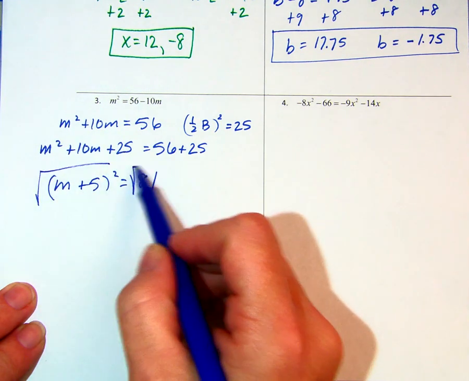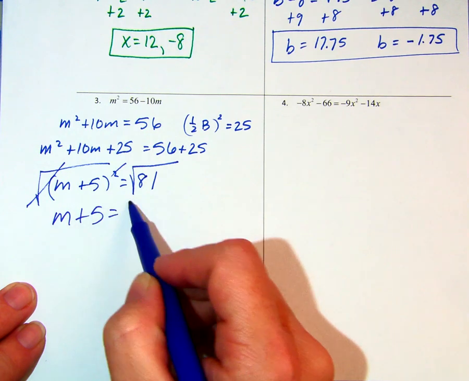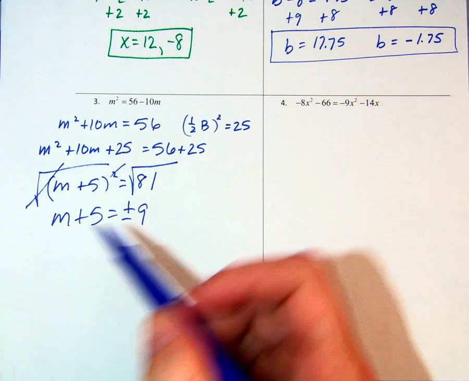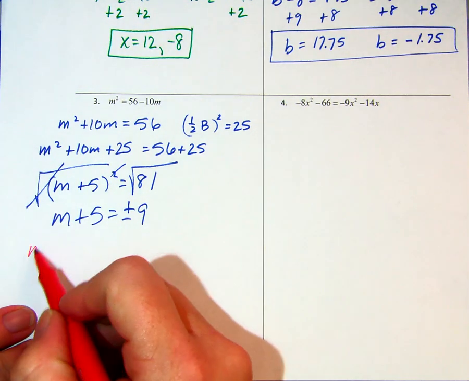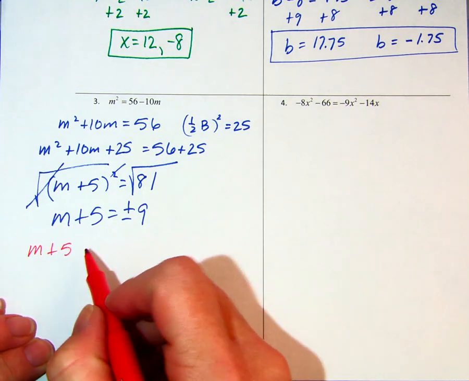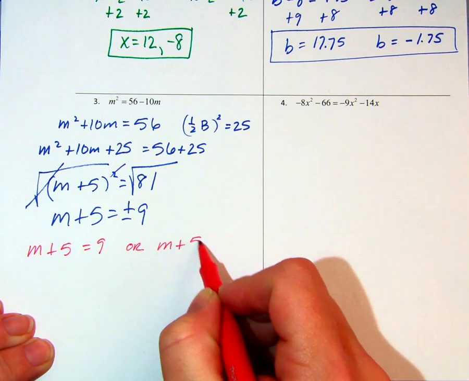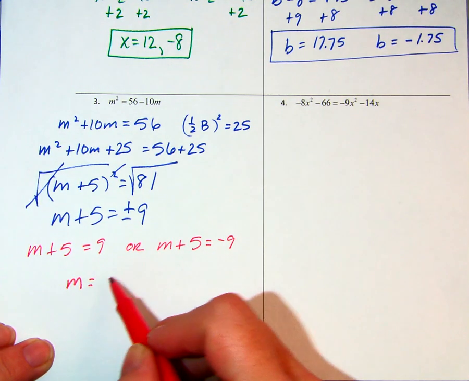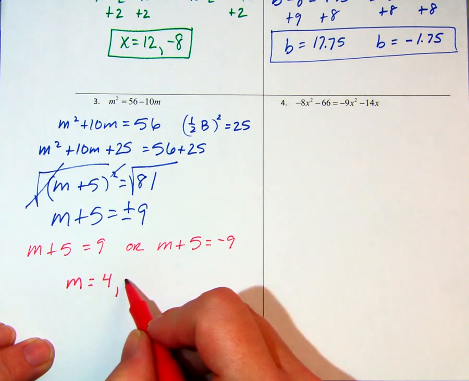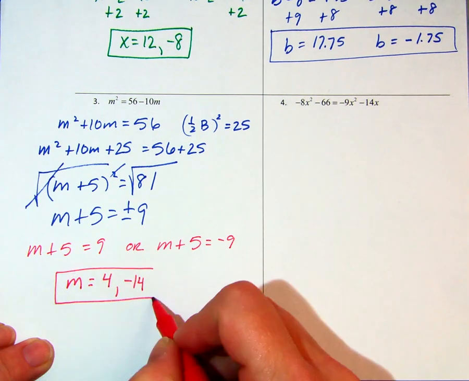Take the square root of both sides. m plus 5 equals plus or minus 9. m plus 5 equals 9, or m plus 5 equals negative 9. m is 4, or negative 14.